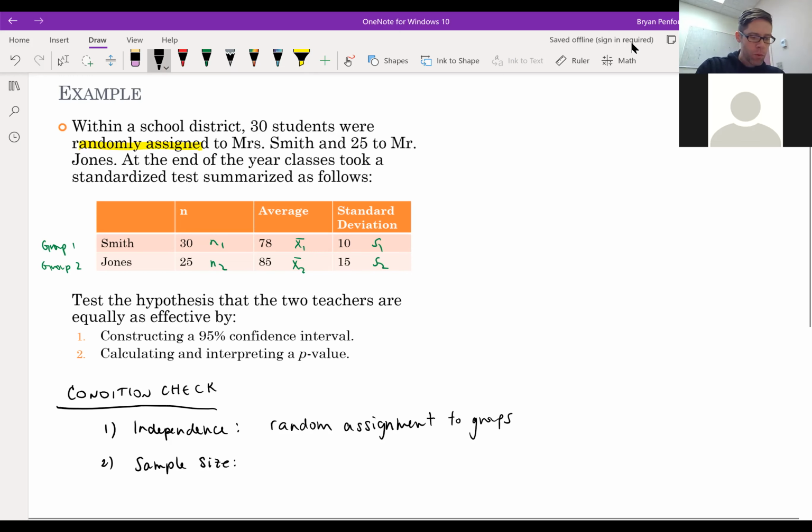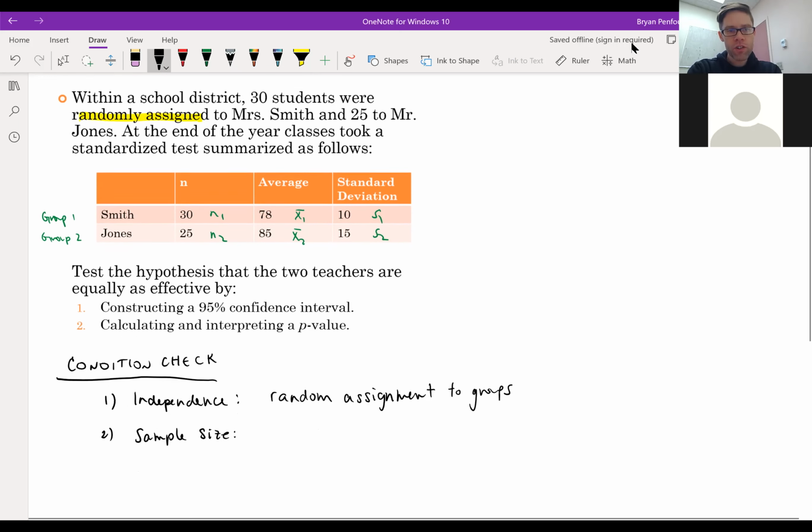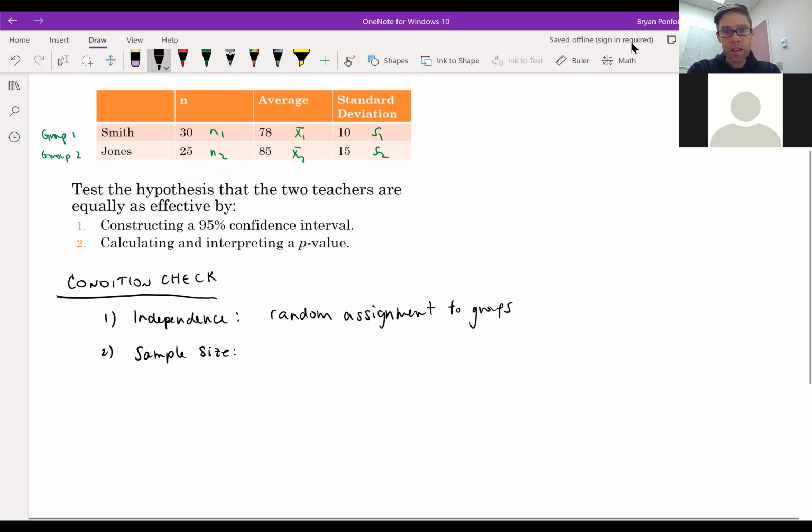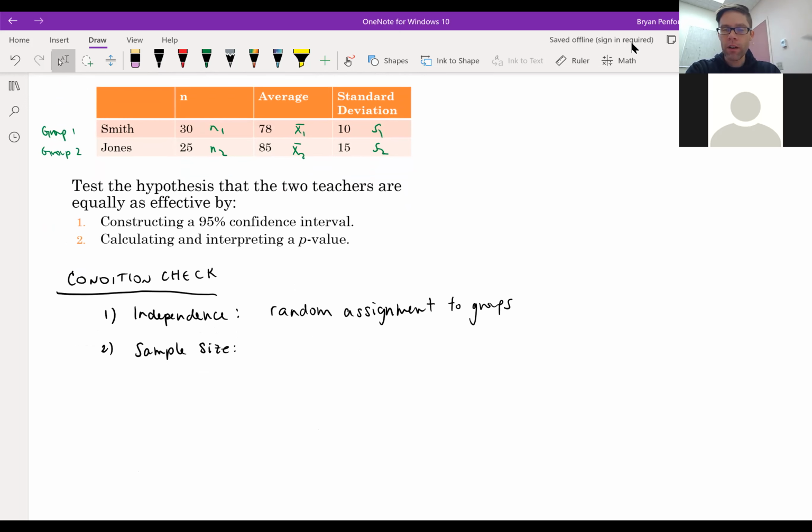All right, and next up, we want to look at our subgroups and just make sure we have large enough sample sizes. Now, remember, for numerical data, we're typically looking to have 30 or more inside of our samples. For categorical data, a little bit different. You're looking for the 10-10 criterion, the 10 successes, 10 failures to ensure that you have enough data.